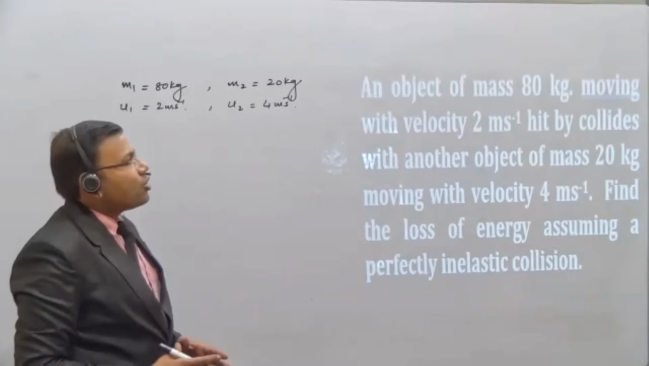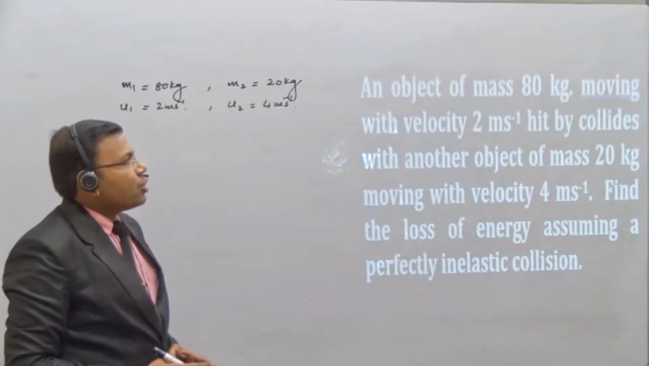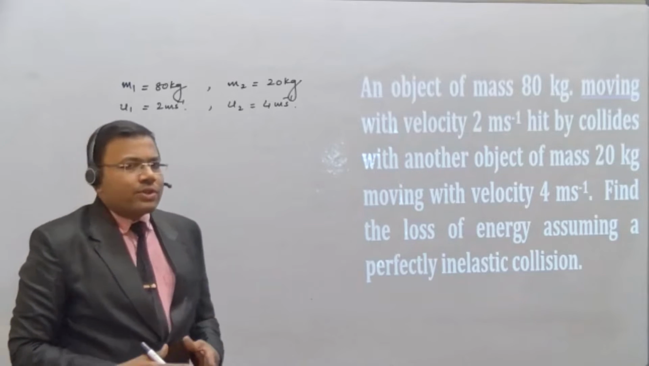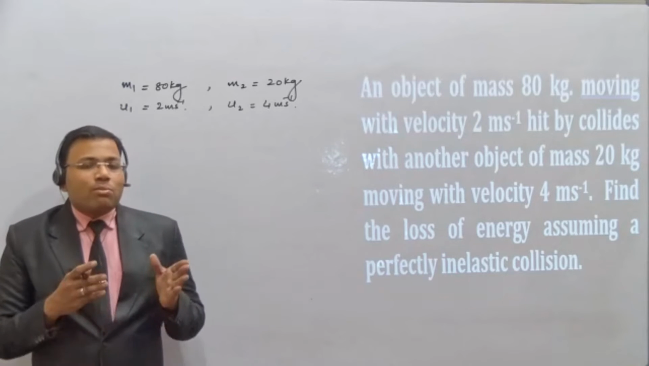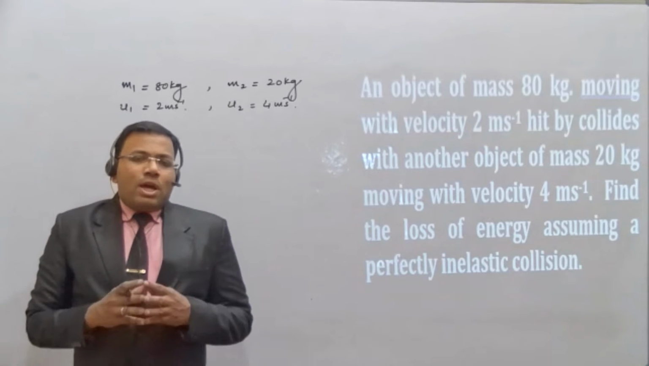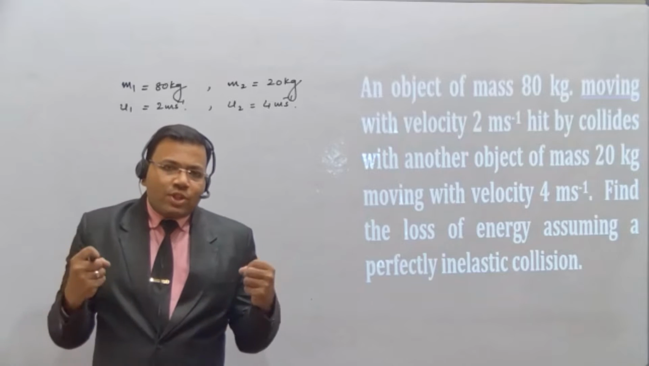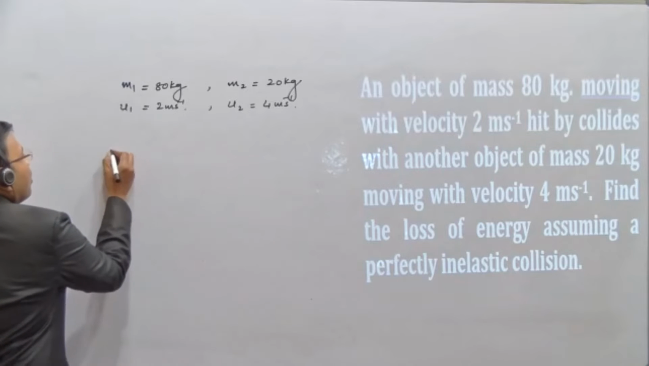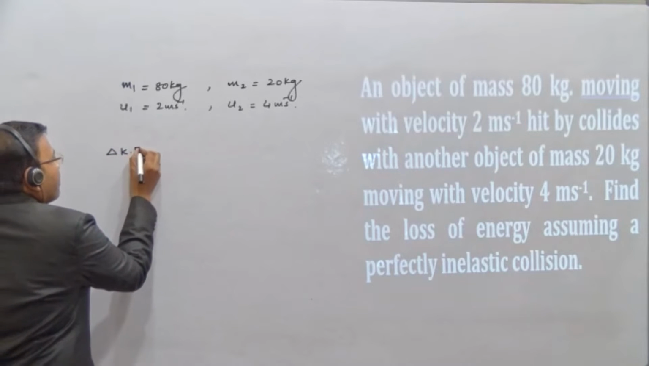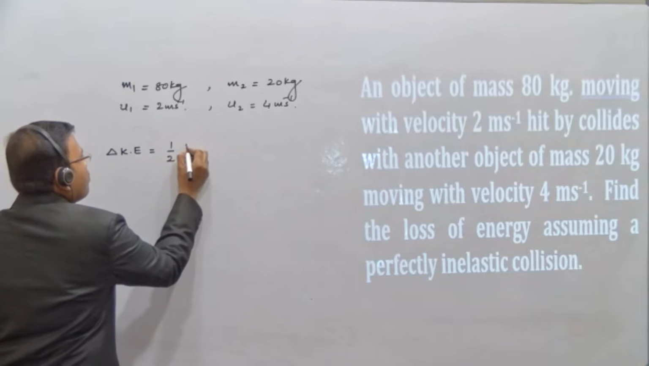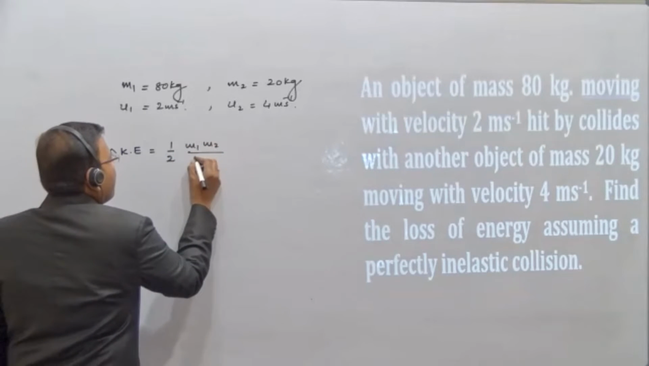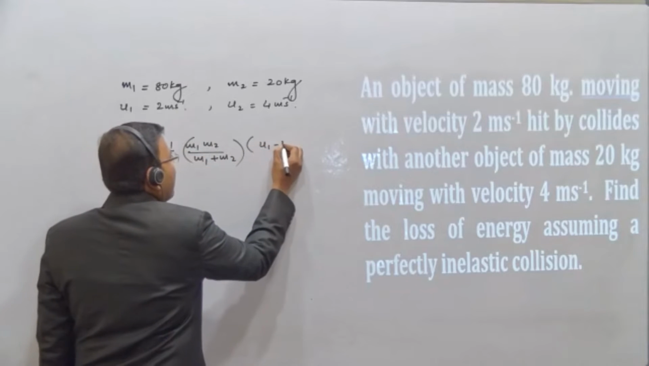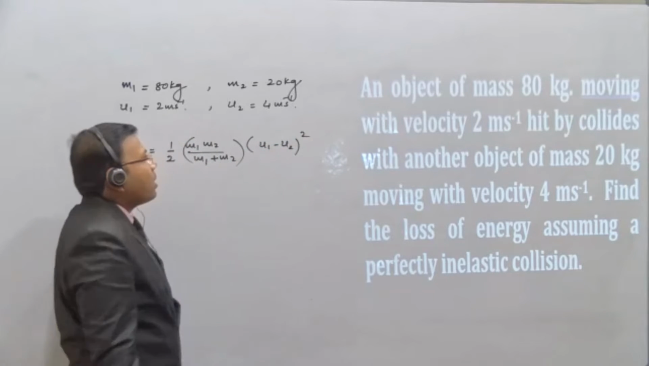You can see it clearly, an object of mass 80 kg moving with velocity 2 meters per second collides with another object of mass 20 kg moving with the velocity. Nothing is mentioned, so we have to consider both are moving in the same direction. If the spheres move in the opposite direction, 100% they are going to mention that. So here, the loss in kinetic energy is equal to 1/2 m1 m2 / (m1 + m2) into (u1 - u2) whole square.